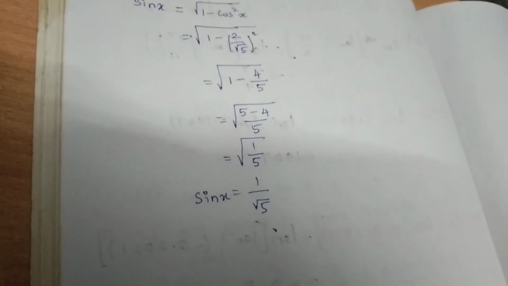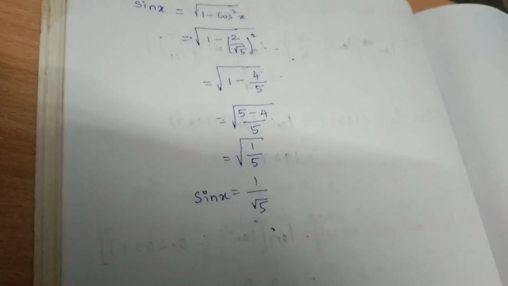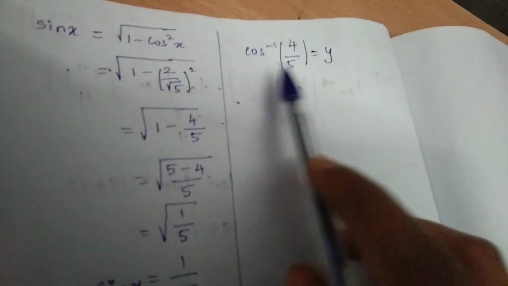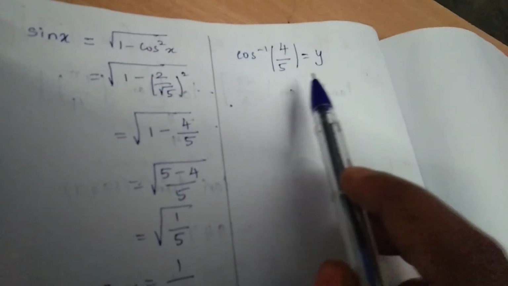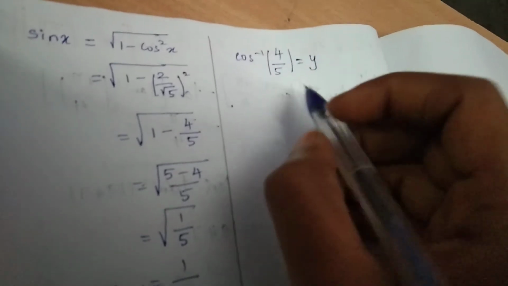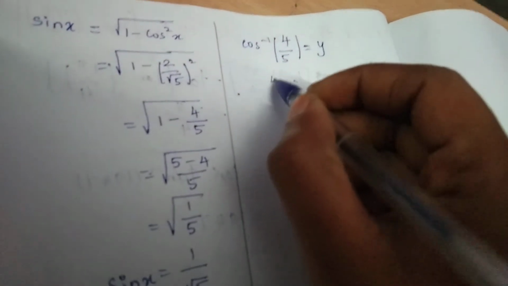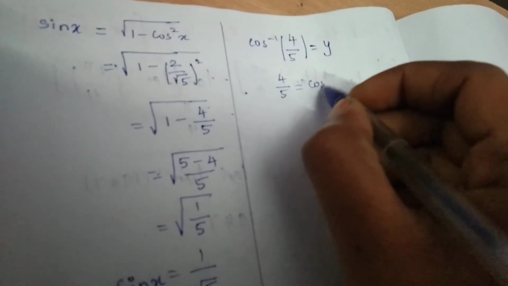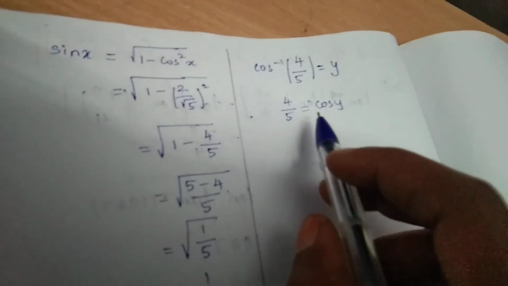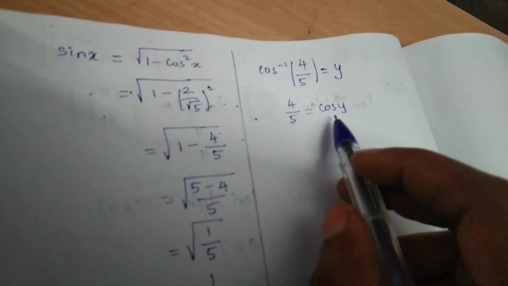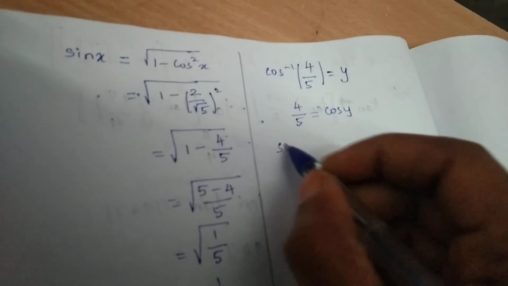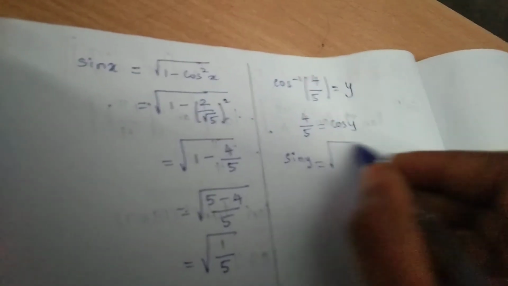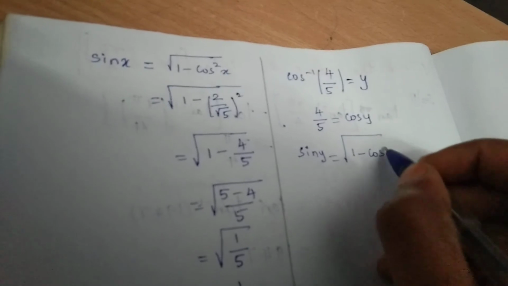Next we find cos inverse 4 by 5. Let us take cos inverse 4 by 5 is equal to y. Now we will apply that method also. Taking cos inverse to the other side, cos y is equal to 4 by 5. Let us change to sin y. The formula is sin y is equal to square root of 1 minus cos square y.